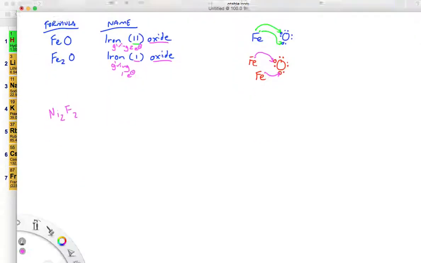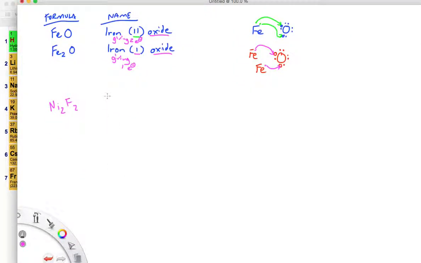I2, F2. So we know it's going to be nickel something. Nickel something. We don't know what it is. Fluoride. Okay. Right. So, how do we figure out what this something must be?